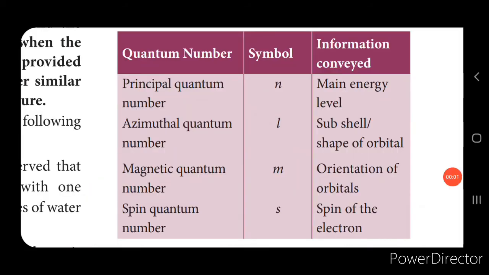Now let's move to quantum numbers. Children, if I ask you to write the address of your location, how will you do it? First you will mention your flat number, then the street address, then the city, then the state, and at last the country, isn't it? Similarly, the location of the electron in the atom can also be specified very clearly using these quantum numbers.